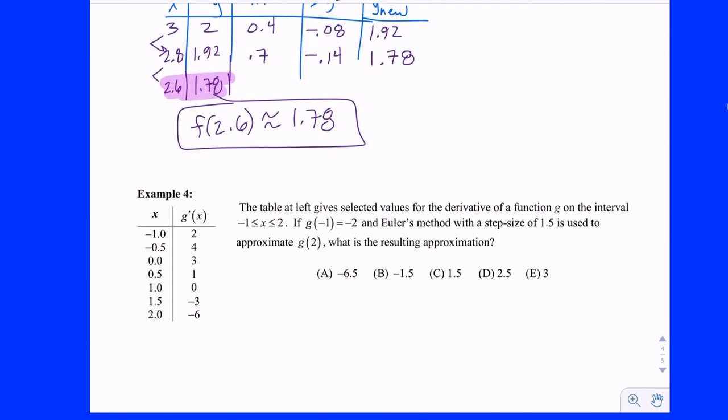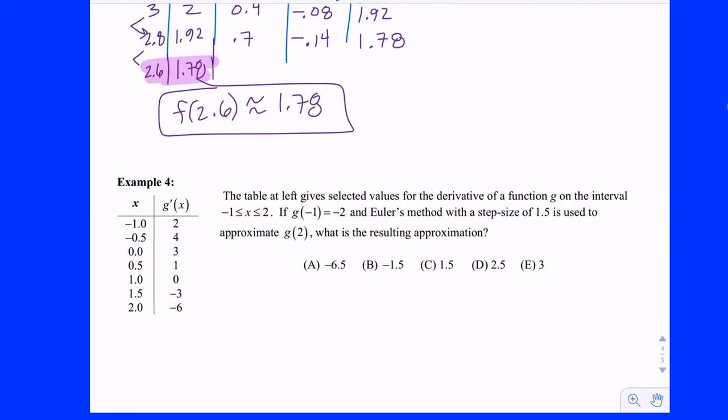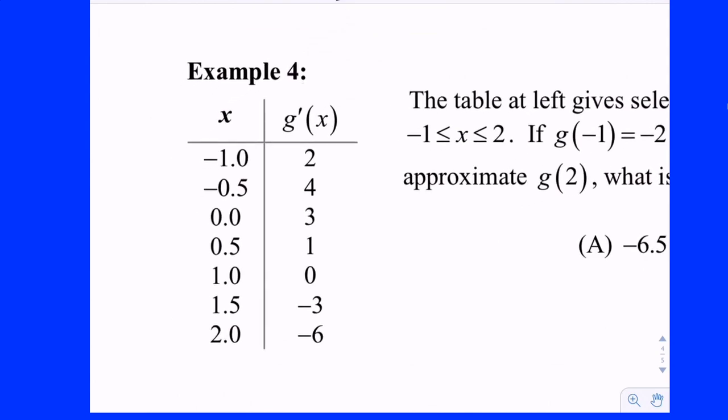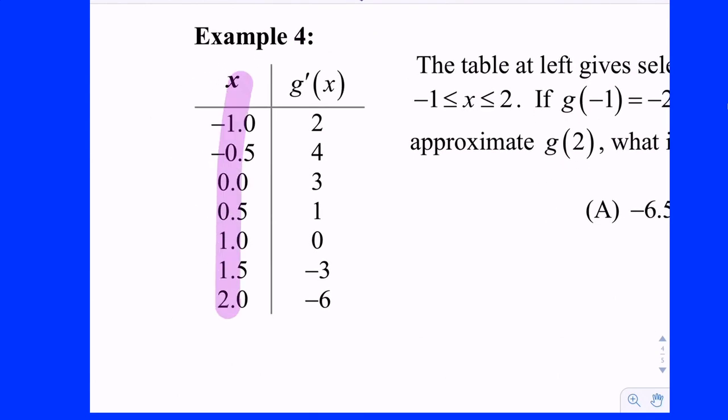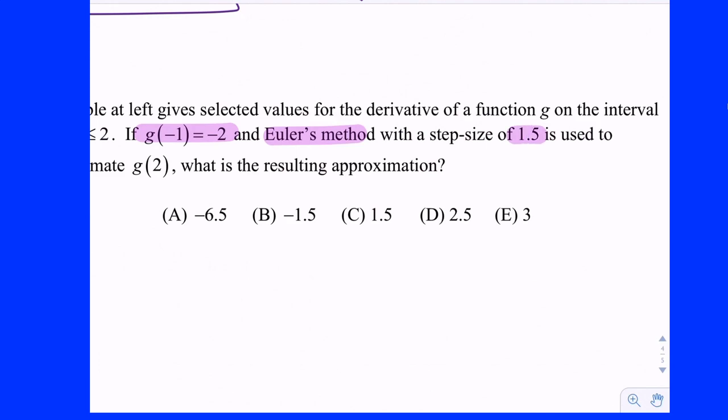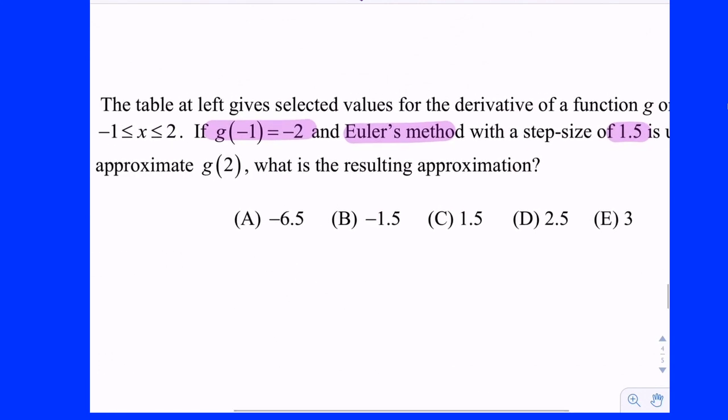All right, the last one. Here we go. The table at left gives selected values for the derivative of a function g on the closed interval from -1 to 2. Let's look at it. All right, I got a column of x values and a column of slope values. Nice. If g of 1 equals -2, and Euler's method with a step size of 1.5 is used to approximate g of 2, what's the resulting approximation? It's a multiple choice question.